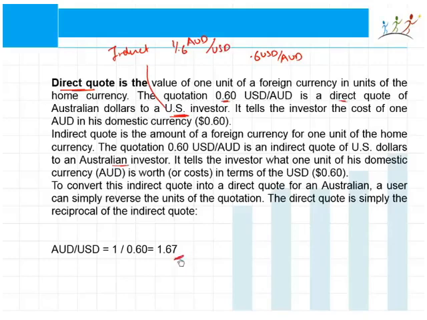So very important: direct quote is the value of 1 unit of foreign currency in terms of the home currency. This is what we will generally be referring to. In most formulae that we will derive and the concepts we'll study, we will work in the direct quote, that is the price of 1 unit of a foreign currency in terms of the domestic currency. Indirect quote is also very simple to understand; it is simply the reciprocal of the direct quote.